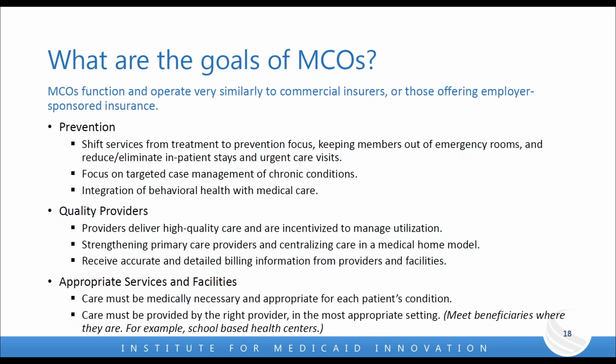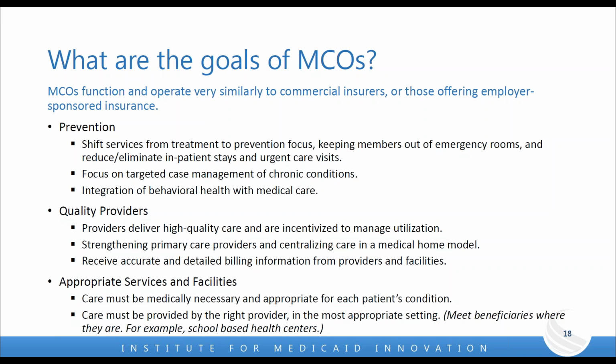They are focused on shifting services from treatment to prevention, keeping their members out of emergency rooms, and reducing hospital admissions. This means that MCOs prioritize targeted case management for members with multiple chronic conditions and seek to integrate behavioral health care services with physical medical services. To meet the goal of prevention, MCOs rely on a network of high-quality providers, including specialists. As such, contracting with providers that deliver high-quality care and manage utilization are a big priority for MCOs. MCOs also rely heavily on primary care providers for prevention and attempt to centralize a member's care through a medical home model. A school-based health center is a prime site to deliver primary care.